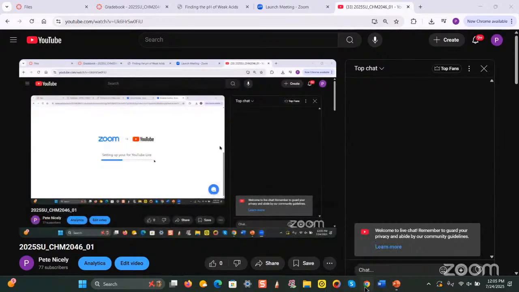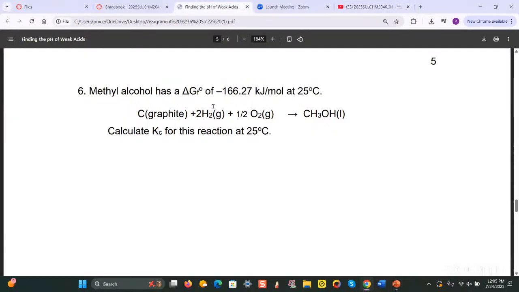So with that said, let me now move on to answering this question. This question gives you the enthalpy of formation of methyl alcohol, which is this right here. And the question is asking you to calculate the Kc for this reaction. There's a formula that we were introduced to yesterday, which gives you the relationship between the free energy of a reaction and the Kc. Before we do that, we need to find the free energy of this reaction, because this question gives us the free energy of formation of methanol.